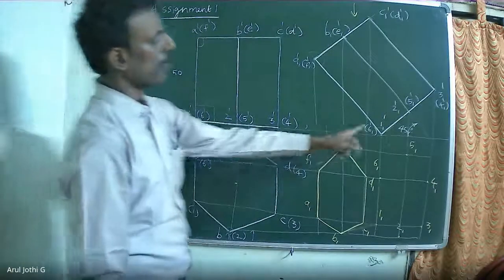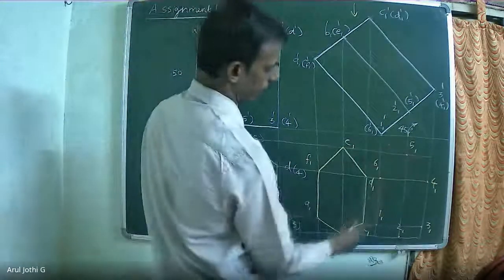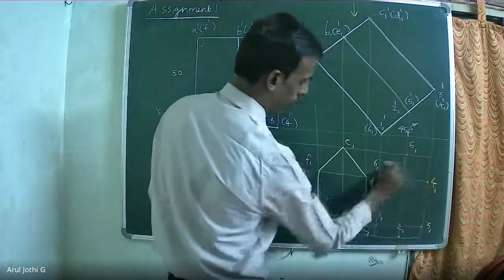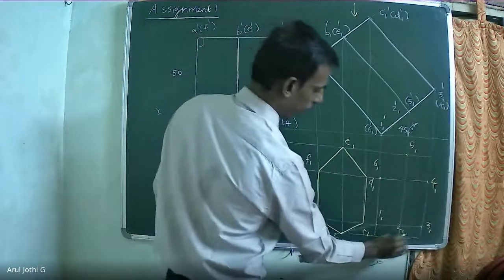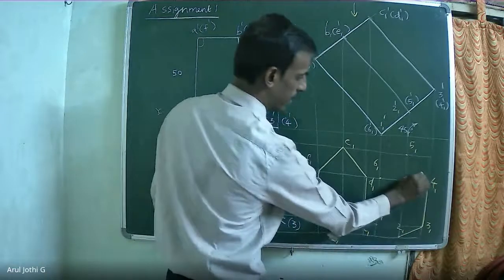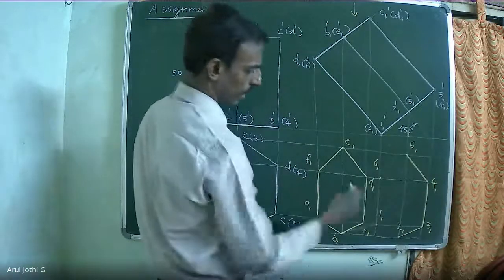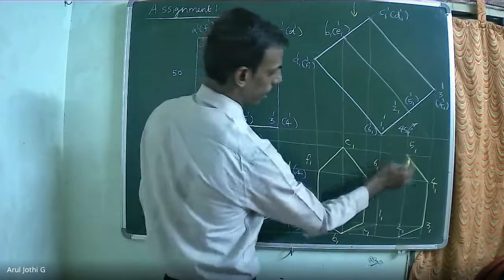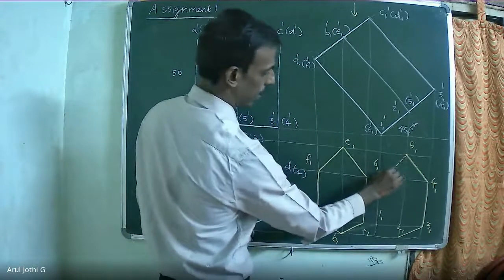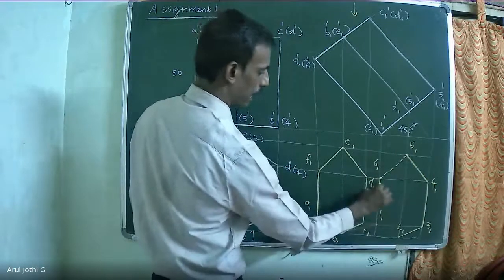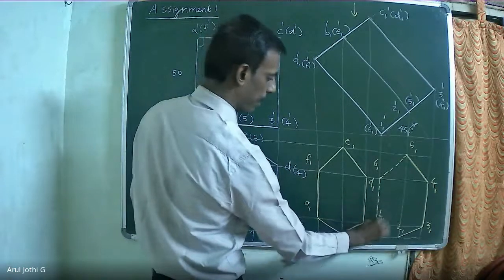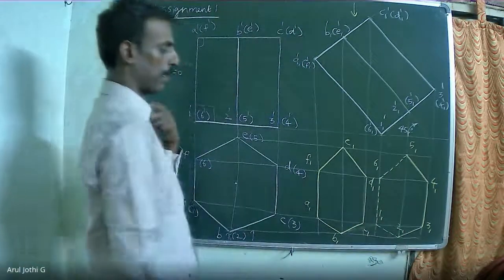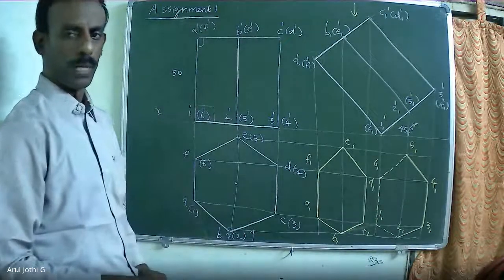For the bottom base 1, 2, 3, 4, only the outer sides will be visible. What are the outer sides available in this diagram? 2, 3, 4, 5 are available at the outside of the diagram. That will be visible. Inner sides will not be visible. What are the inner sides available? The base sides 2, 1, 1, 6, 6, 5. These are the inner sides available at the bottom of the object. That will not be visible in the top view. So identify the visible and invisible base sides first. Then we can go for the identification of the longer edges.